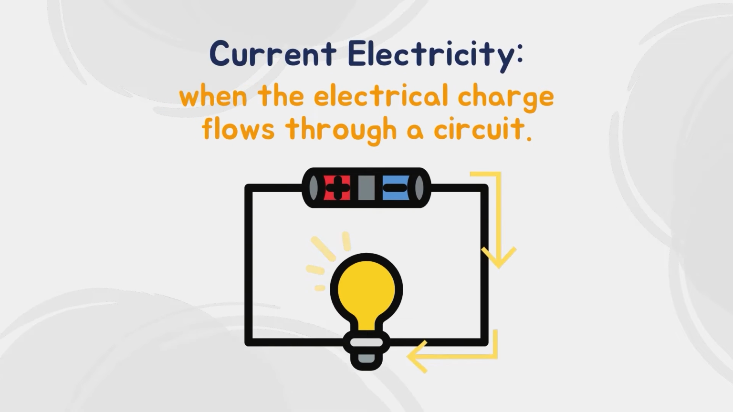Another type of electricity is current electricity. Current electricity is when the electrical charges flow through a circuit. A circuit is a wired path where the electrons can flow from a power source to the object in which it needs electricity. There are two main types of circuits: series circuits and parallel circuits.